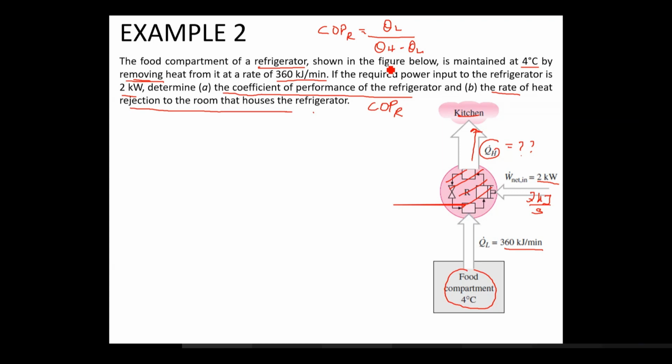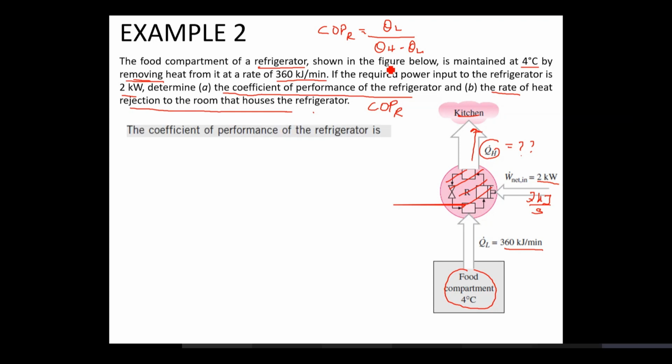Three. G, sorry. Sorry, I couldn't hear you. Who was this? Three. Three. Coefficient of performance of the refrigerator. Very good. Very good. Let's have a look at the solution first.